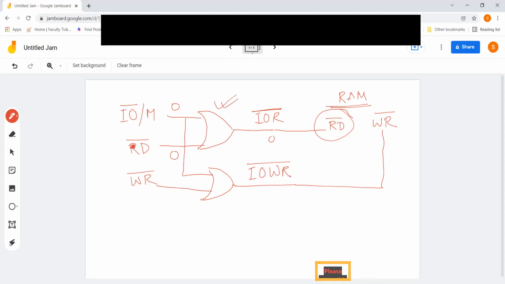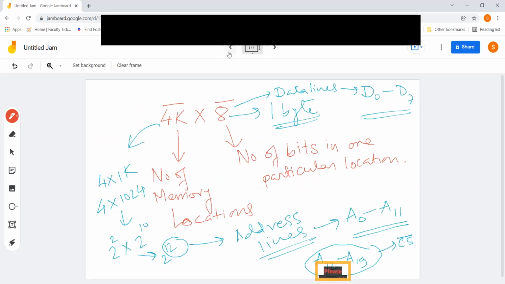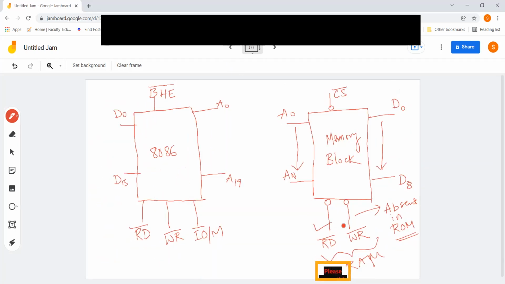Only when IO bar M is 0 and write bar is 0 is this going to turn on. If any one of them is 1, it is not going to turn on. So this is going to select the control signals of the RAM, which I have shown over here. These two are going to be selected like this using these three signals of the processor. Okay. So this part is understood.